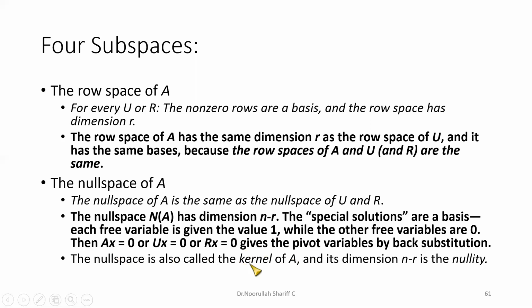The null space is also called the kernel of A. We give a new name for the null space, which is known as the kernel of A, and its dimension is n minus r, which is generally called the nullity.